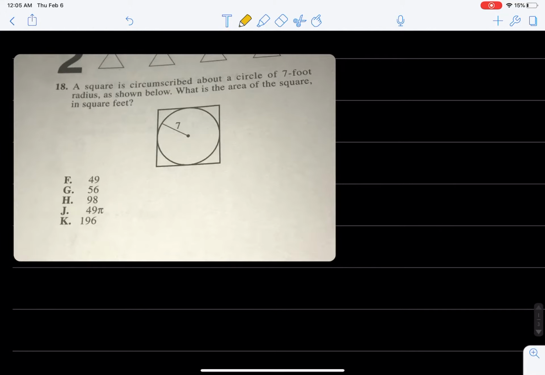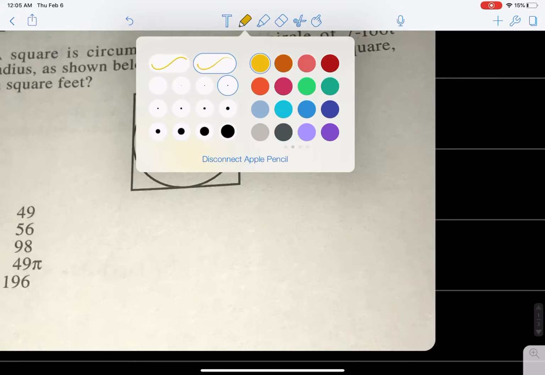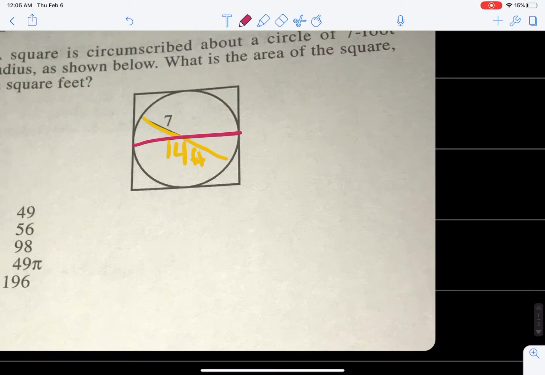This one says a square is circumscribed about a circle of 7-foot radius, as shown below. If the radius is 7 feet, then the diameter is 14 feet, right? So if that diameter is 14 feet, then it's 14 feet in this direction, in that direction, in this direction. So that would mean that there can be a parallel line that runs from here to here, just like this one right here. They're parallel to each other, but they're both 14 feet.